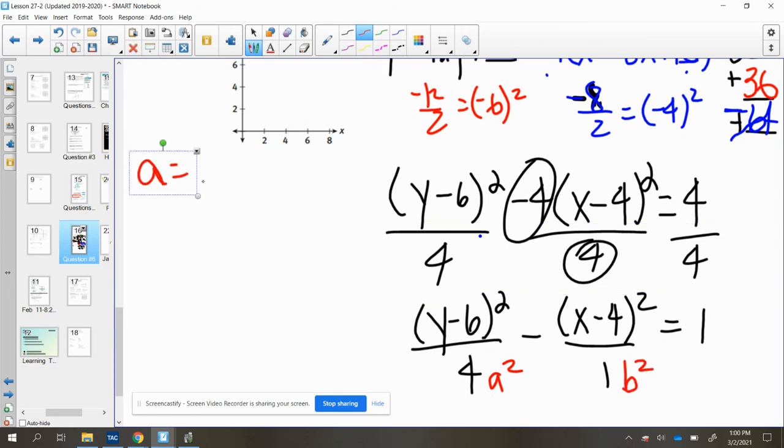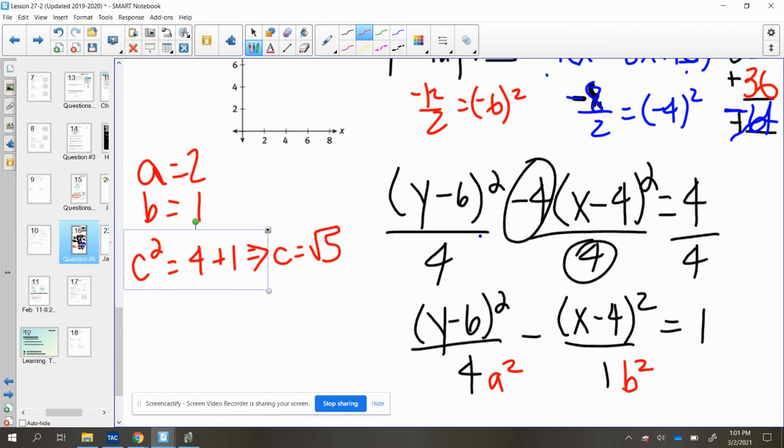So a is going to be 2, and b is going to be 1, square root of that. And then c squared is a squared plus b squared. So c is the square root of 5, okay? Which, to help us graph, is approximately 2.2.